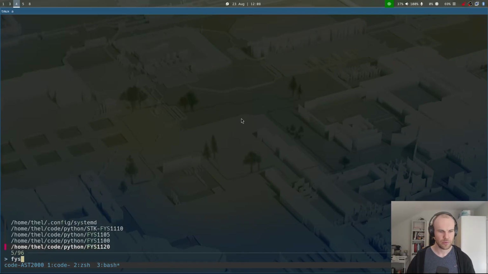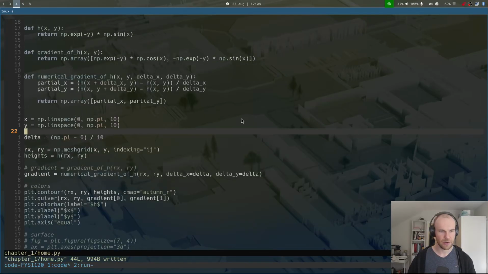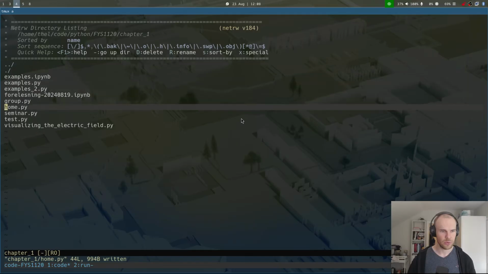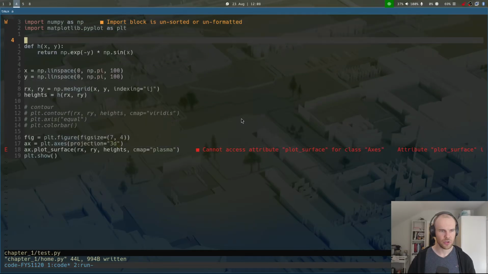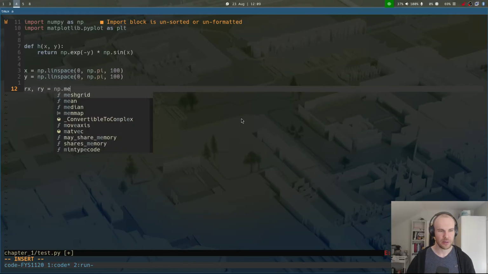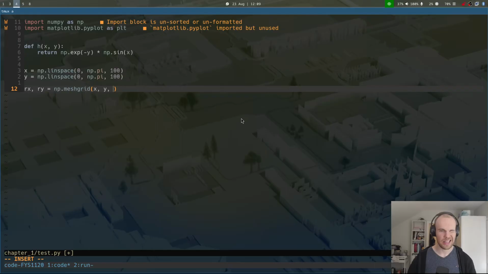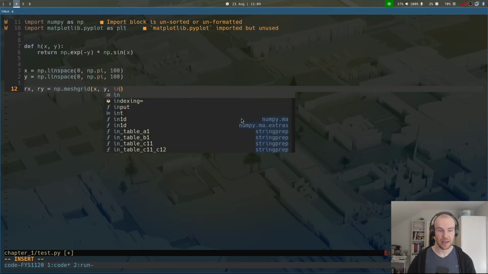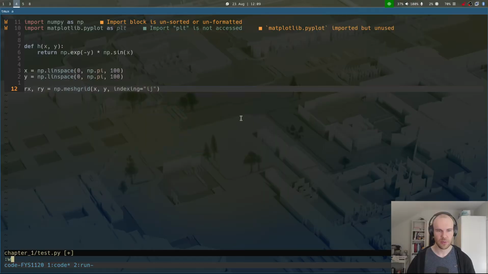I already have the function implemented. Okay, so here you see x and y. This is the correct function, right? Then it's the same thing again. Rx, Ry is equal to np.meshgrid of x and y. And let's go with the indexing. Yes, I knew it was something.